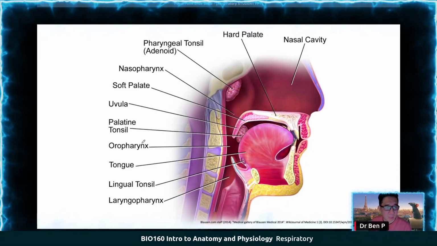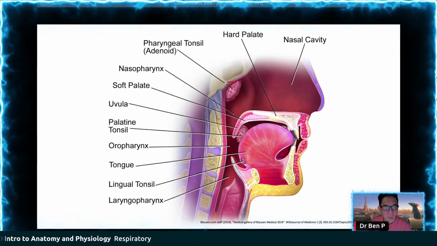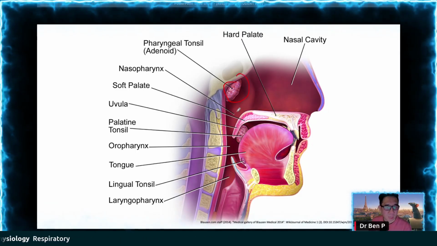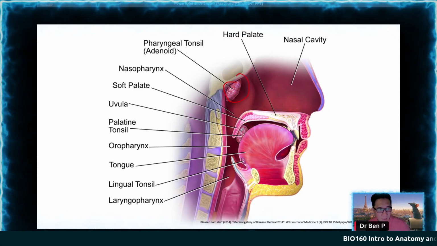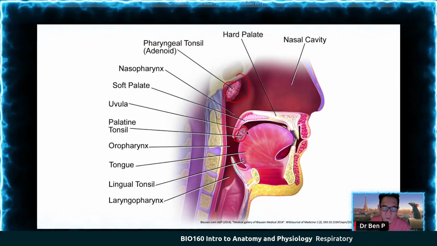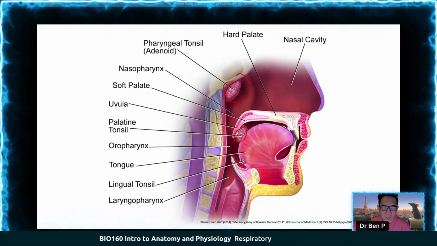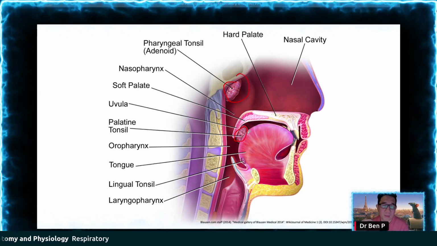Okay, you can see right here. This is the pharyngeal tonsil, which is way up here in your nose. The one that people often talk about is the palatine tonsil. This is the one that you can view from your mouth, and this is the one that sometimes becomes a little sticky.